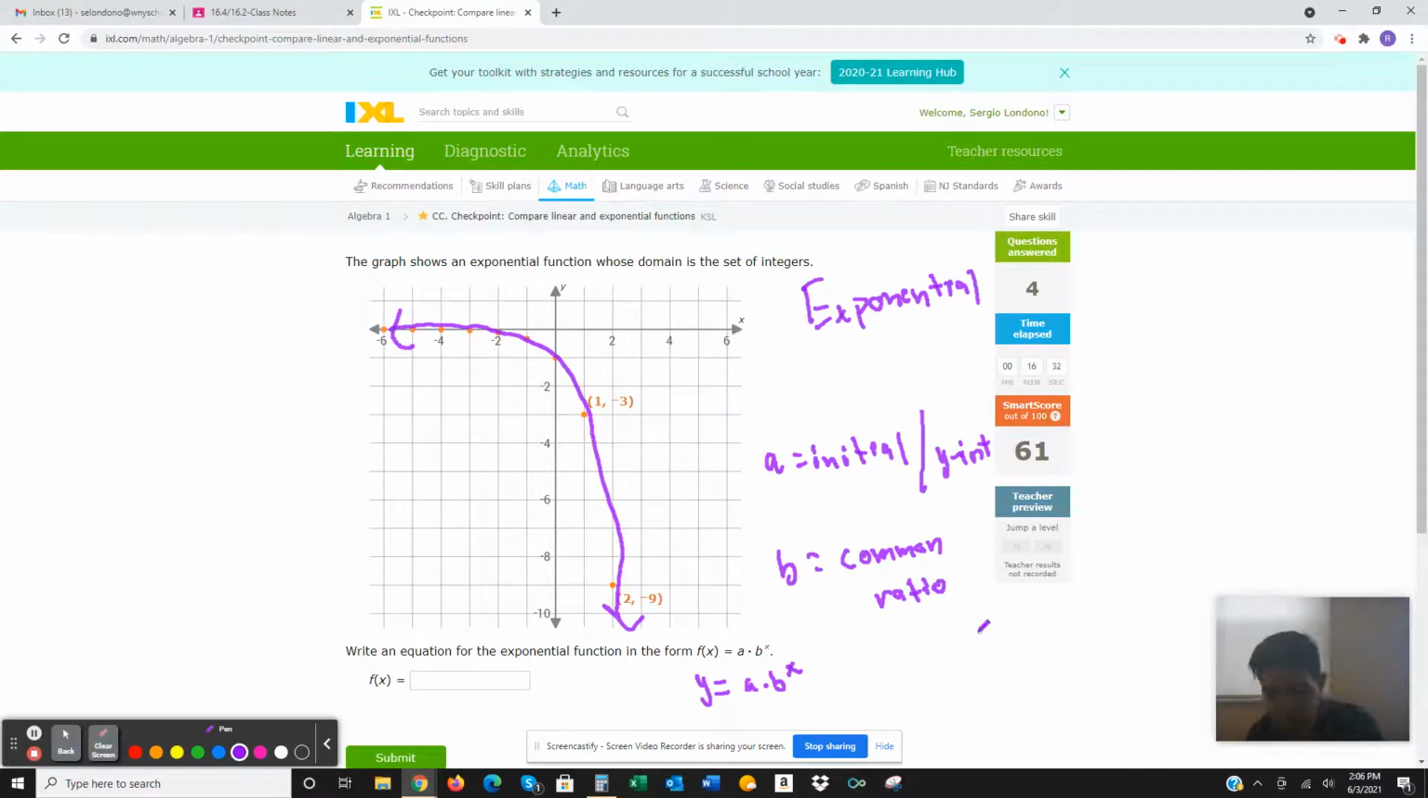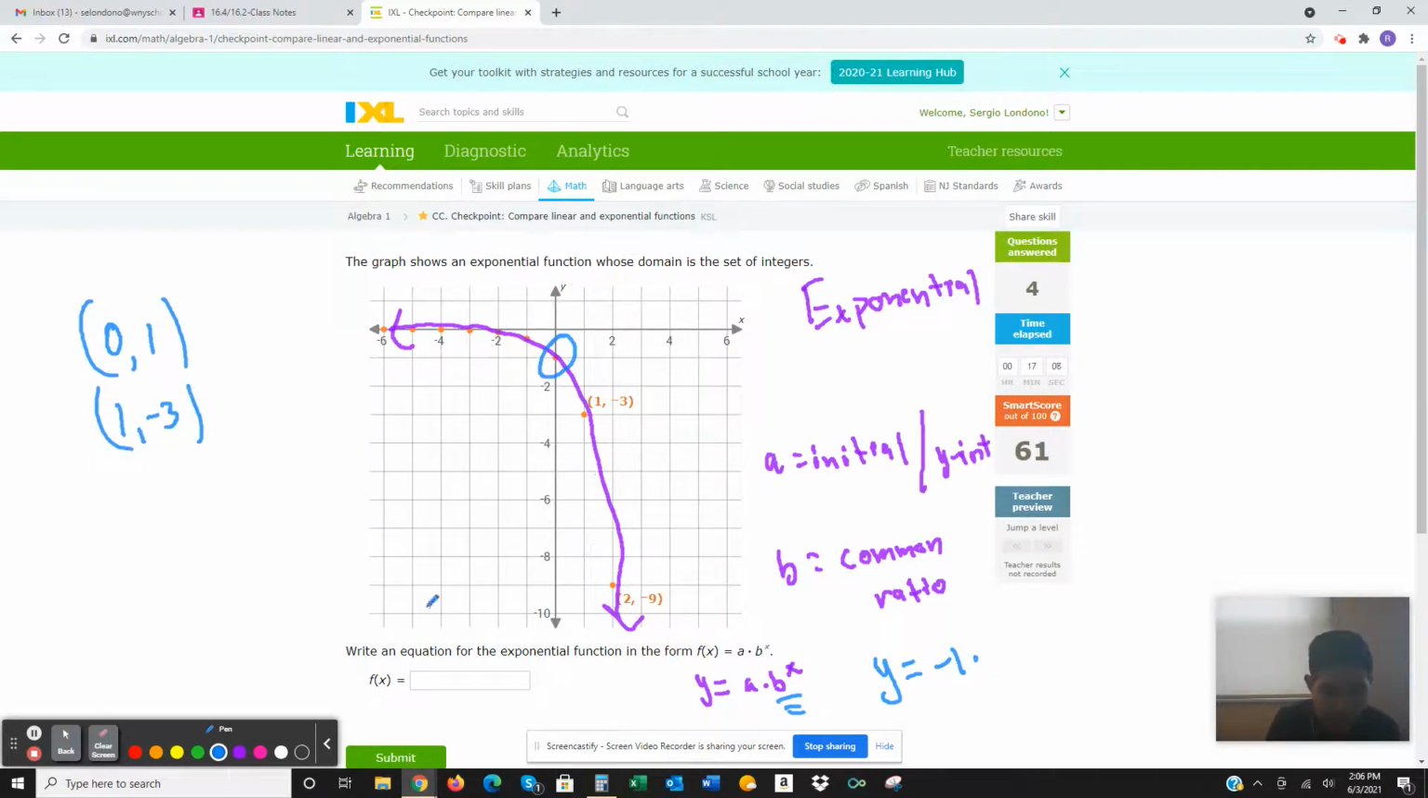All right, so here we go. Let's get started. I think the easiest thing to identify right away is the initial value. It's right over here. It's your y-intercept, and I can see that's at (0, -1). So I can see that my initial value is -1. So right away we have y is equal to -1 times, now we just need to find our common ratio. The common ratio is what you're multiplying by to get to the next number for your y value. I have (0, -1), that's my first one here. I have (1, -3), and I have (2, -9).